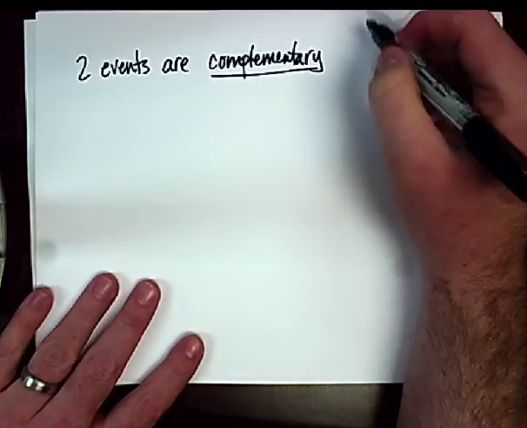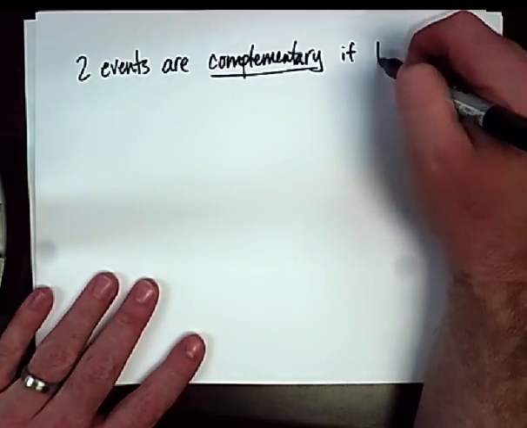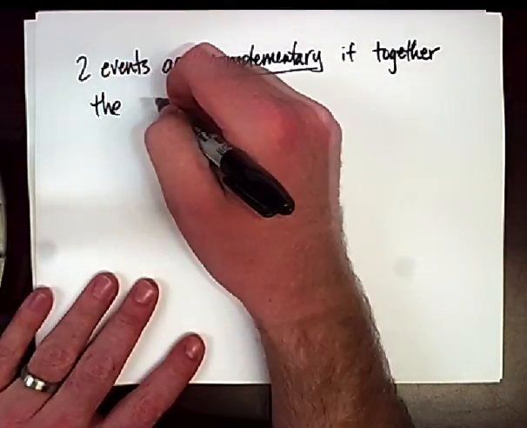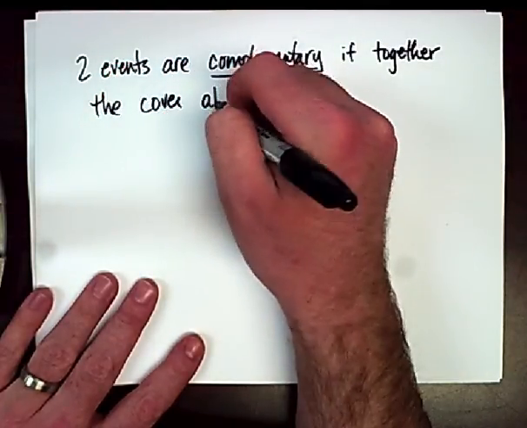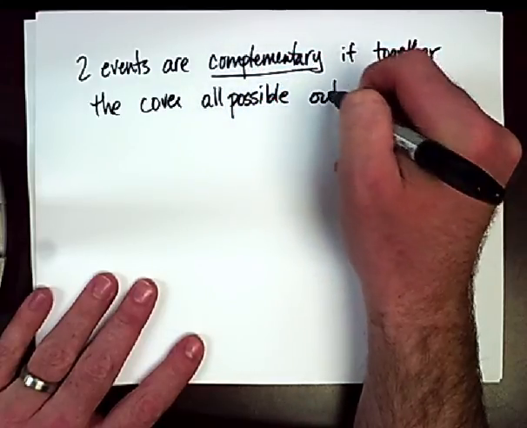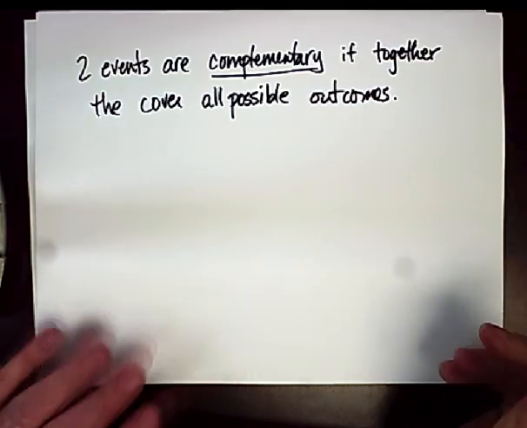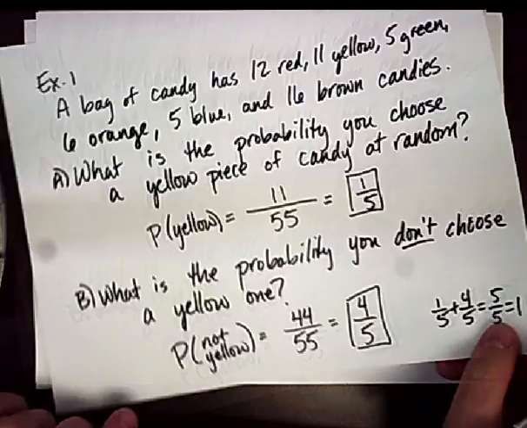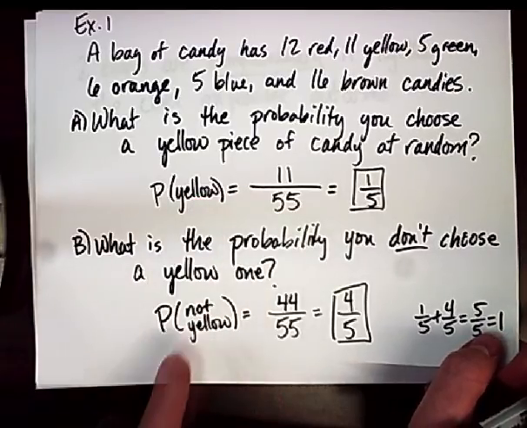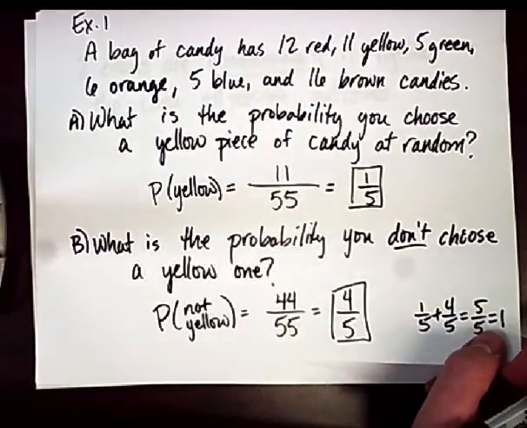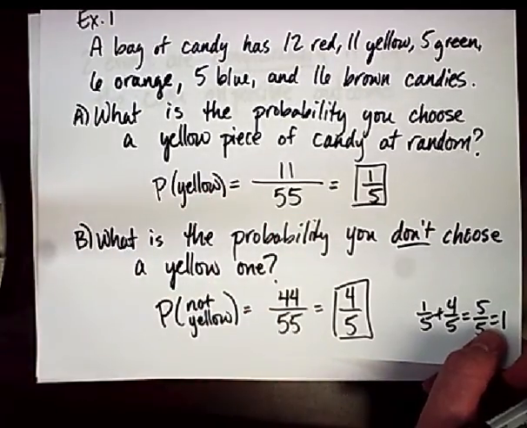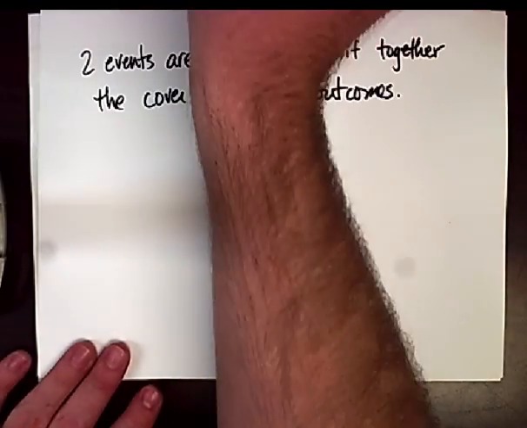Two events are complementary if together they cover all possible outcomes. So if you look back at this, the 2 events, drawing one that's yellow or picking one that's not yellow. Well, every piece of candy in there is either yellow or not yellow. So those 2 events together cover everything. So they are called complements.